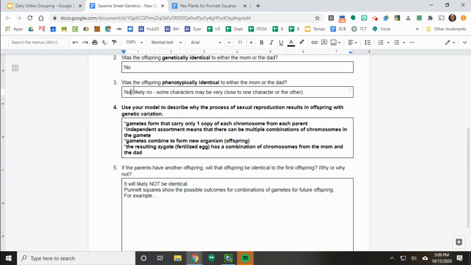So we said, okay, we get this idea. This is not likely that we're going to find that an offspring is genetically identical to the mom or dad, and not likely that we're going to find that an offspring is phenotypically identical. So it's not going to have the same genetics, the same letters. It's not likely going to have the same phenotype or physical characteristics. So then we moved on down to number 4.